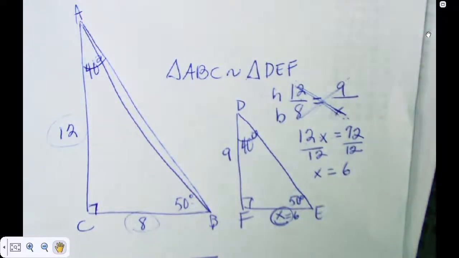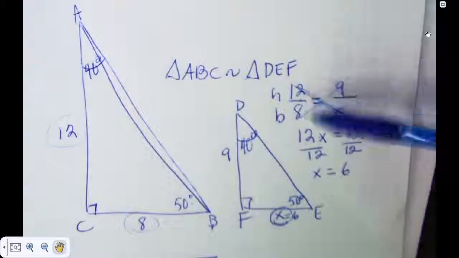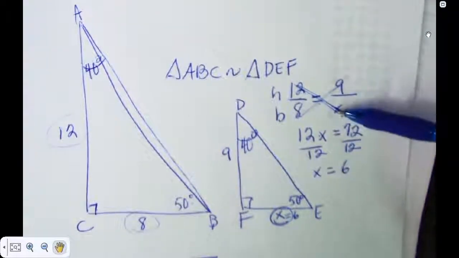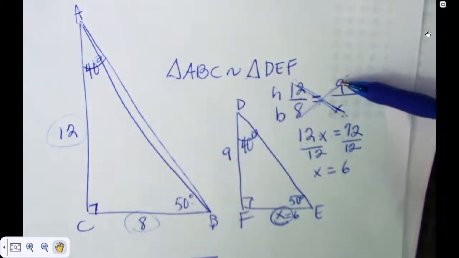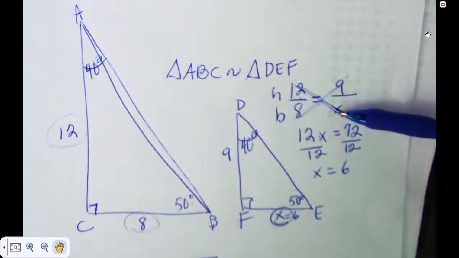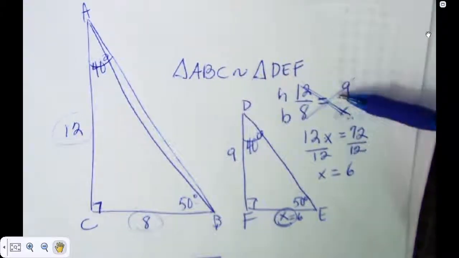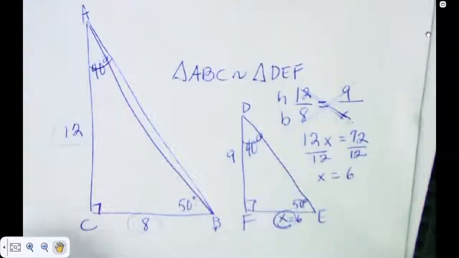Okay, does everybody see how I got the 12 over 8 equals 9 over x? Yes. 9 is the height on the smaller triangle. X is the base. It has to correspond right there. Okay, you're getting that? All right, on page 208.